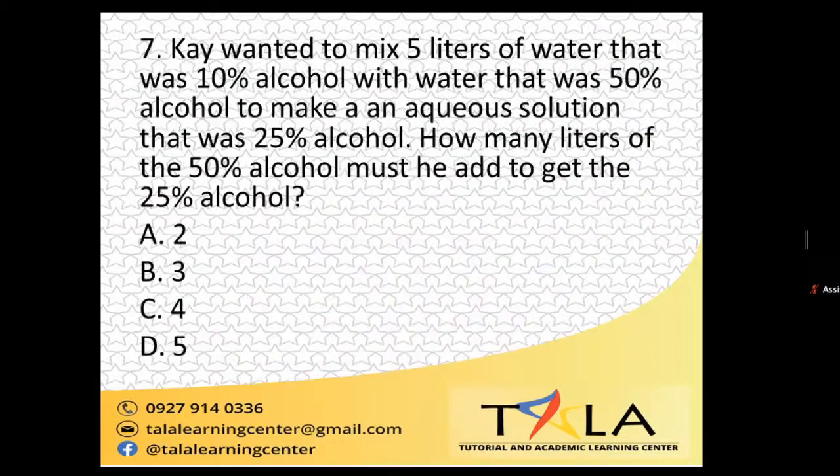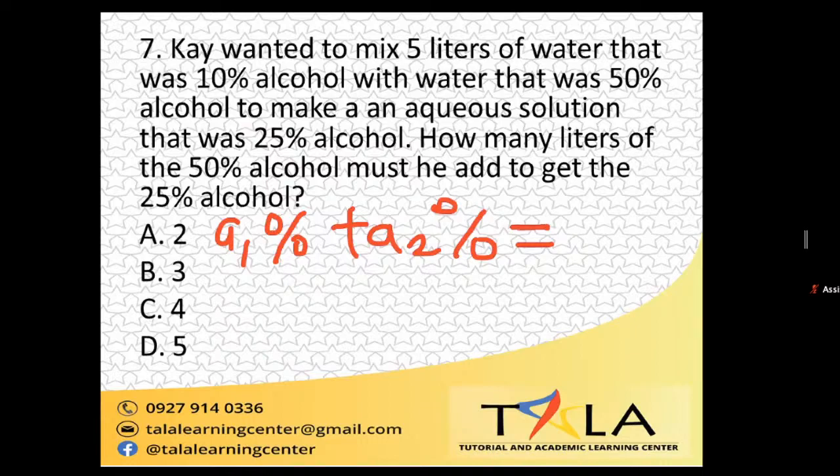Next, K wanted to mix 5 liters. Ito, mixture na to. Guys, isipin nyo, lagi kapag mixture, ito yung formula na gagamitin natin. Amount o dami nung una times the percentage plus amount o dami nung pangalawa multiply to the percentage equal to yung A1 plus A2 and then multiply to the percent. Let's apply.